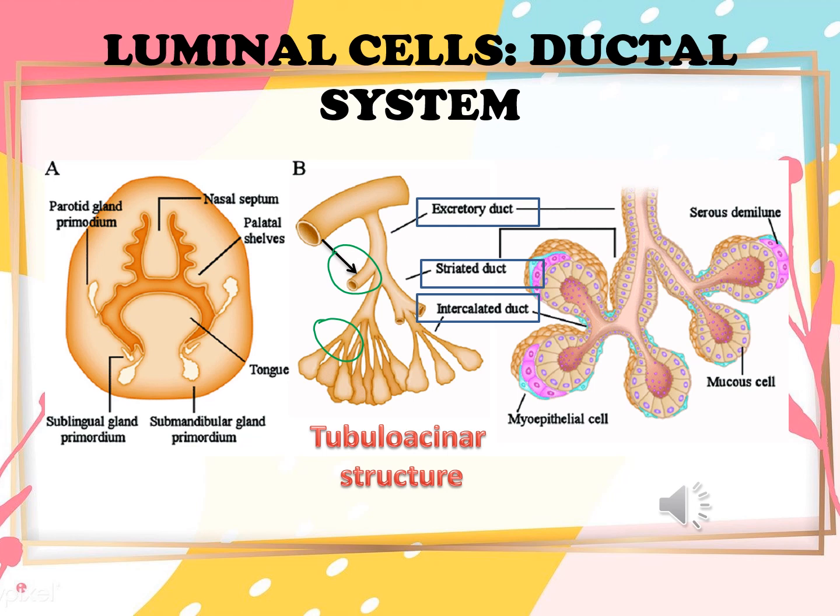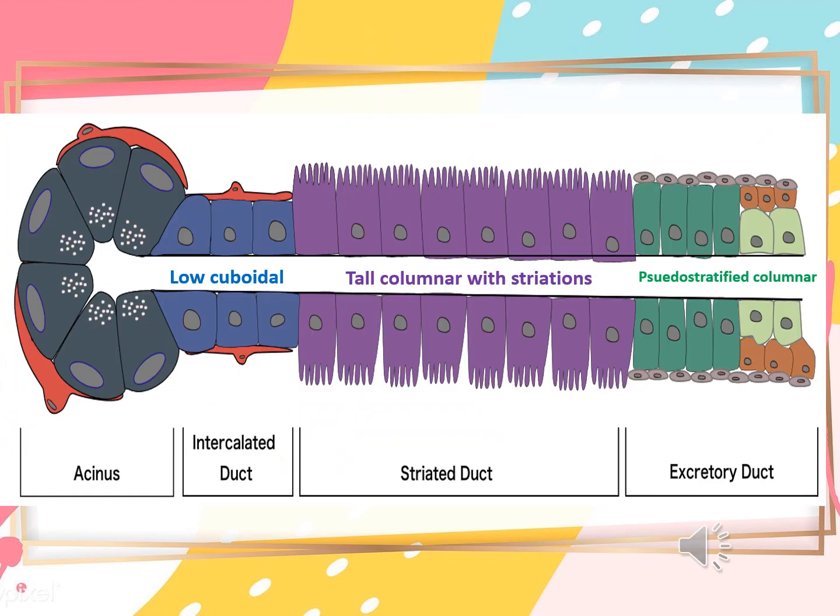So now in the next slide, we will see the different types of ducts in detail and study about them. Coming to the first duct, it is the intercalated duct. The intercalated duct is lined by low cuboidal cells and it does not have an abundant amount of cytoplasm. These are the cells which receive saliva from the acinus, and the saliva received at this stage is isotonic in nature.